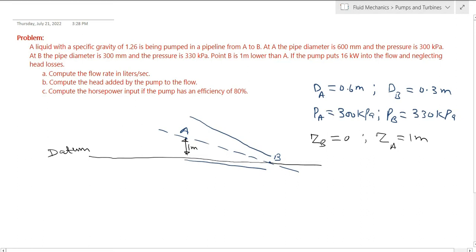Okay, now if the pump puts 16 kilowatt, okay, kilowatt means energy, right? The energy, E for energy, P for pump, is equal to 16 kW, right? Now the first thing is compute the flow rate in liters per second. Okay, now the flow rate is denoted by discharge Q, right?